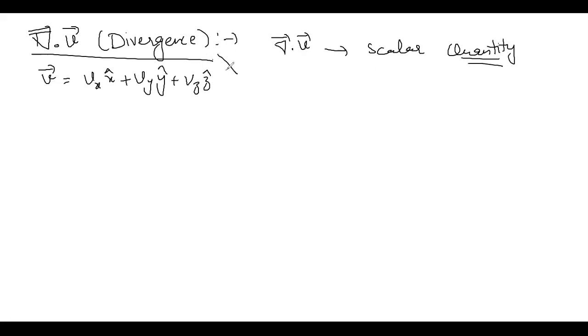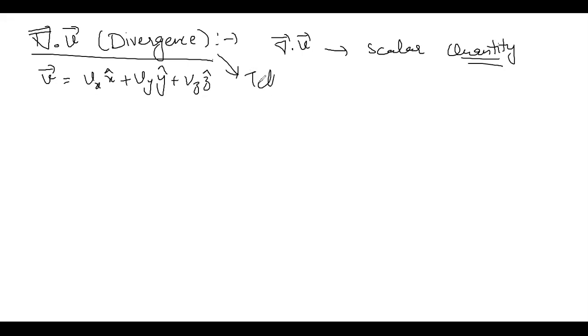This divergence, the literal meaning of divergence is how much something is spreading out, right? You might have heard the word converge, something converging and something diverging, right? So divergence is basically, if you calculate the divergence of any vector quantity, it tells you how much your vector is diverging from the point in question. This is the physical meaning of the divergence.